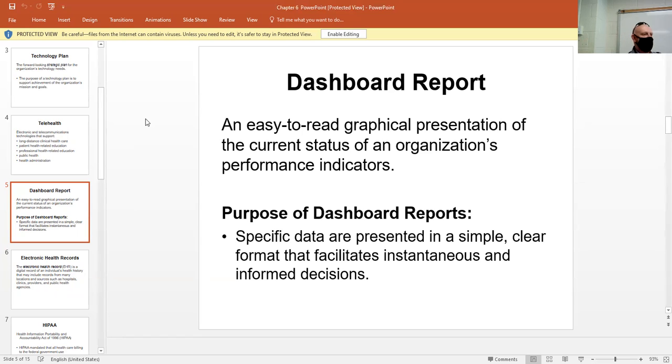Dashboard report. Anything come to mind when you think about dashboard report other than the lights that come on in your car when you turn it on? I got one on right now, telling me to change my oil. Yeah, I know, it's time.